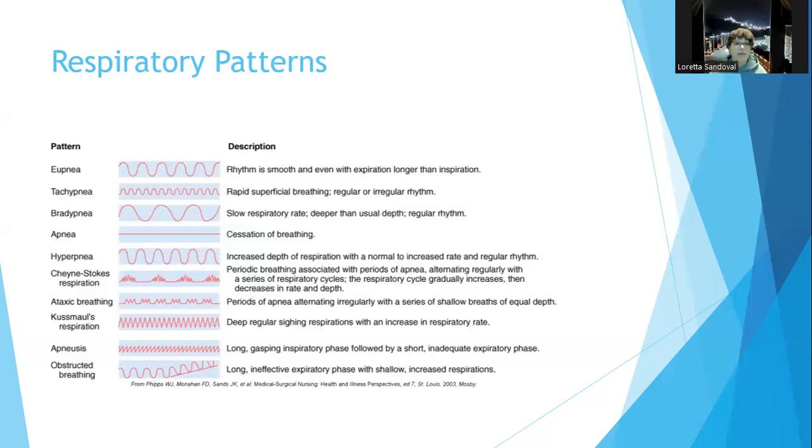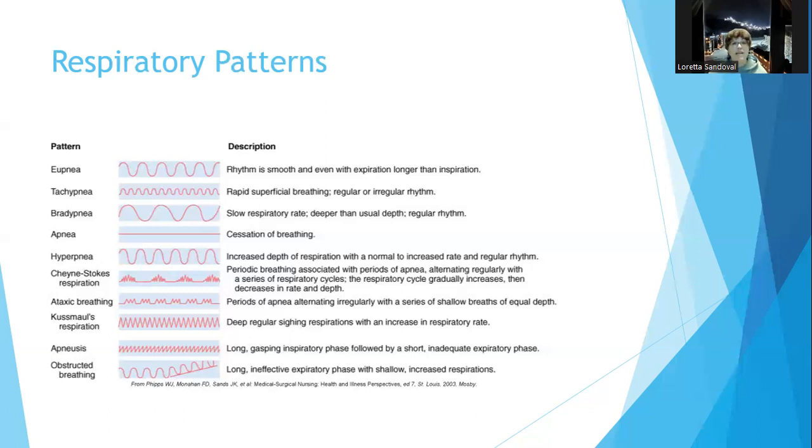Ataxic breathing pattern. When you see the word ataxia or ataxic, it usually means discoordinated in some way. So there's something going on that has some discord. You can have ataxic motion and ataxic speech. Ataxic breathing is periods of apnea alternating irregularly with a series of shallow breaths of equal depth. So it's like uncoordinated breathing. You can think of it that way.